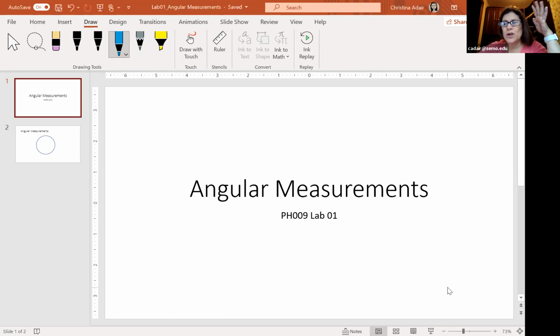Another important thing to talk about, which is sort of math-y, is angular measurements. They're really important within astronomy, and I'm going to tell you why.